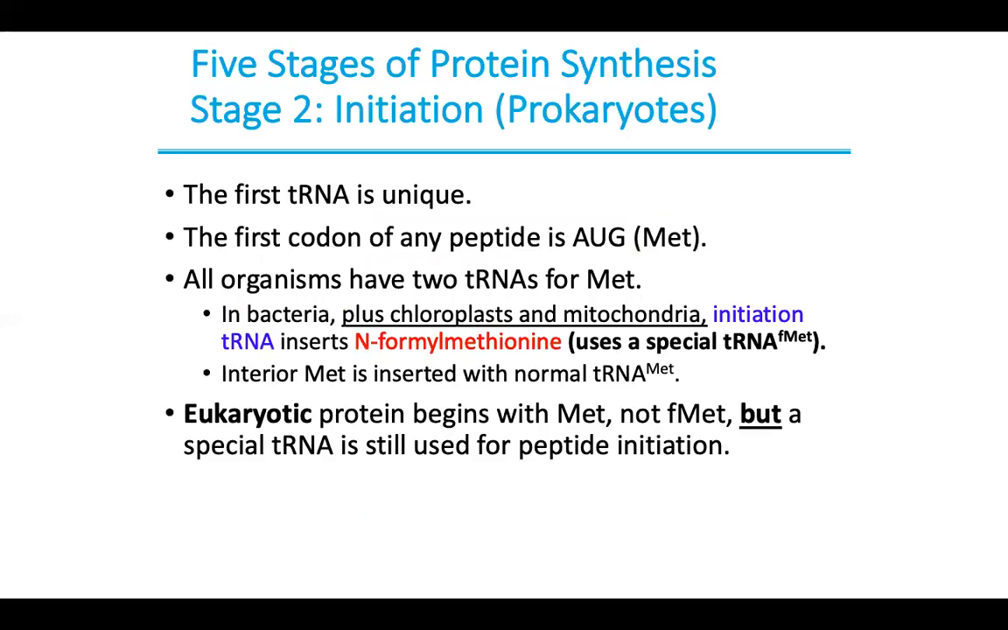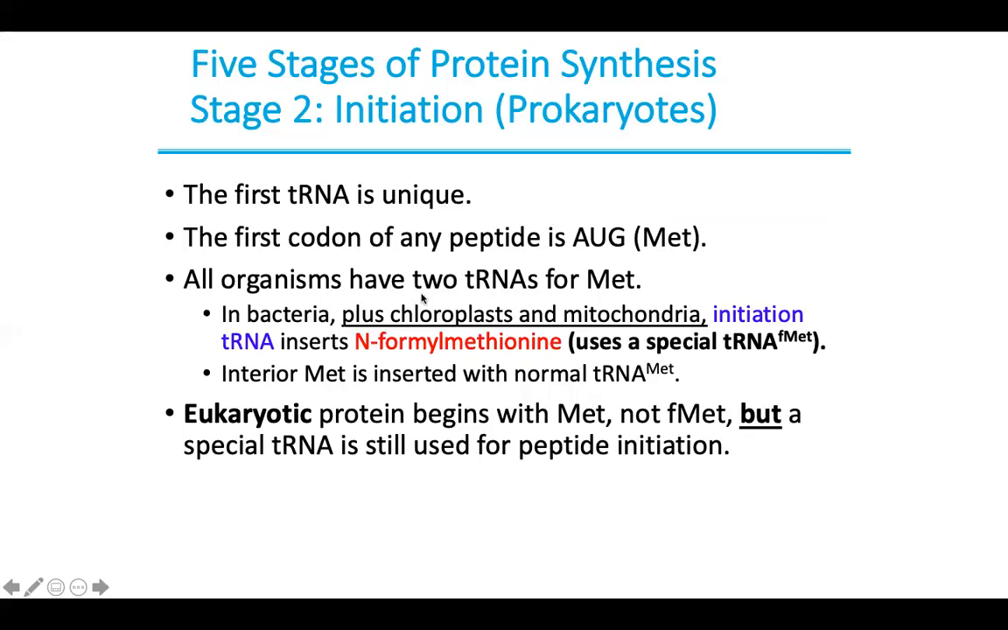Okay. So stage 2 is the initiation. We'll discuss first about prokaryotes. The first tRNA is unique in prokaryotes. The first codon in any peptide of prokaryotes is AUG. So AUG is the first codon and it codes for methionine.